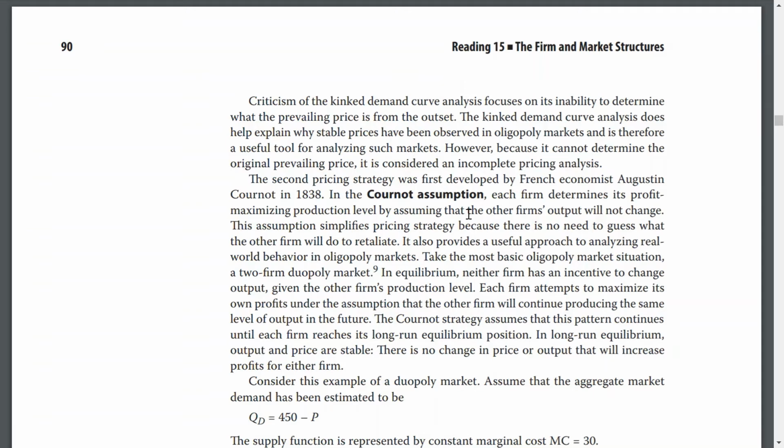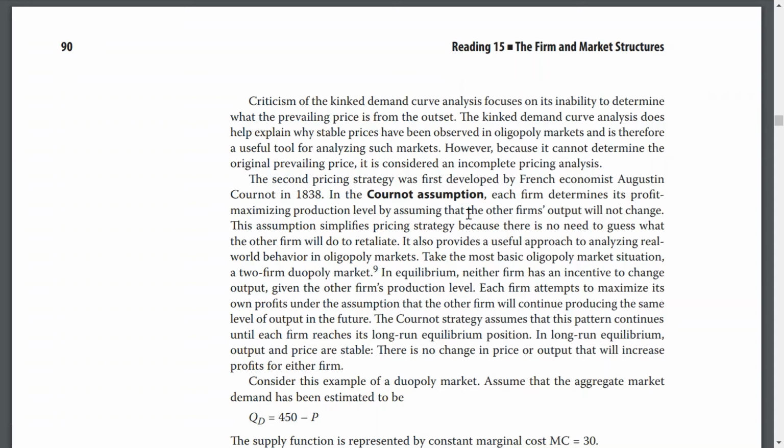The Cournot assumption: each firm determines its profit-maximizing production level by assuming that the other firm's output will not change. This assumption simplifies pricing strategy because there is no need to guess what the other firm will do to retaliate. It also provides a useful approach to analyzing real-world behaviors in oligopoly markets.